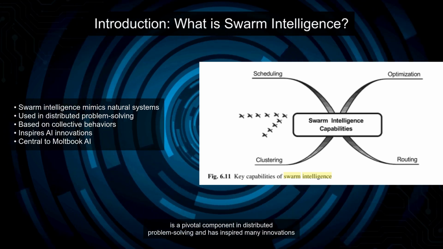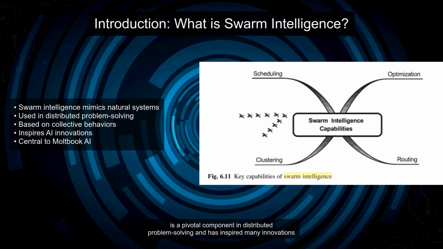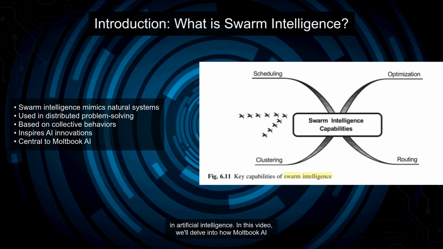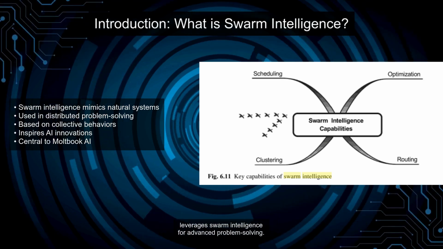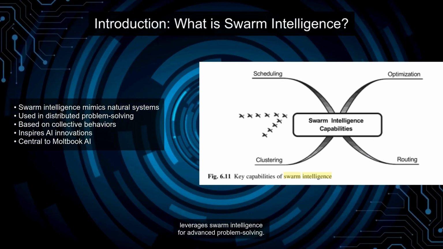Swarm intelligence is a pivotal component in distributed problem-solving and has inspired many innovations in artificial intelligence. In this video, we'll delve into how Moltbook AI leverages swarm intelligence for advanced problem solving.